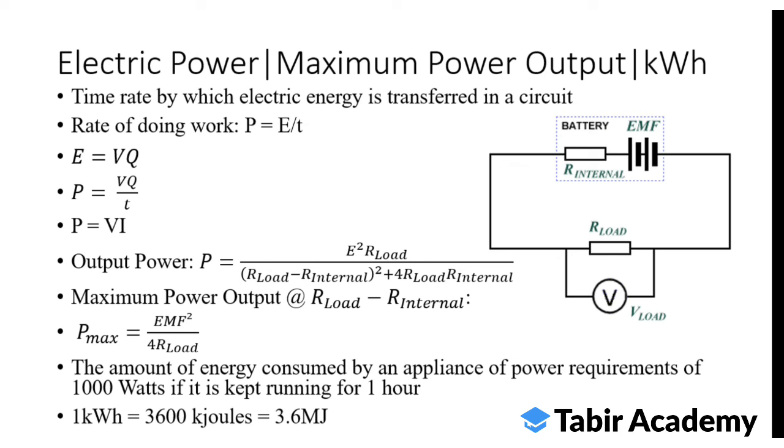So 1 kilowatt hour is equal to what? If an appliance having a power rating of 1000 watts is kept running continuously for 1 hour, then the energy utilized by that appliance will be equal to 1 kilowatt hour, or 1 unit of energy. That is equal to 3600 kilojoules or 3.6 megajoules. That is the 1 kilowatt hour of energy.